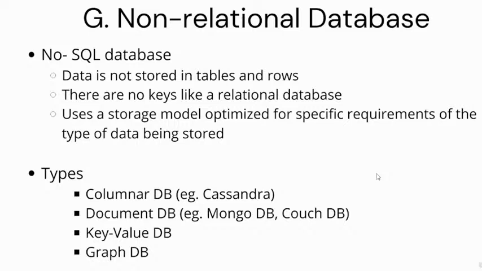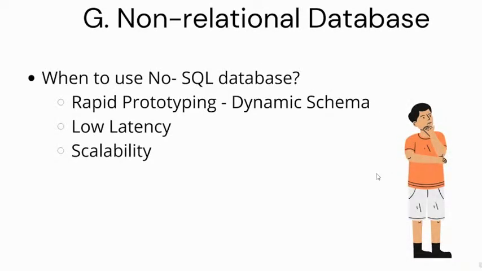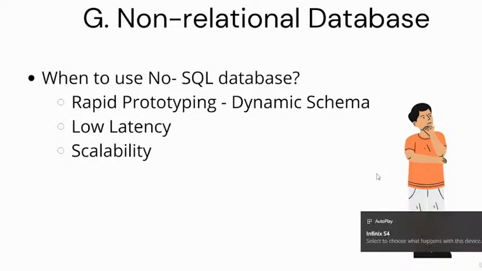Now, let's take a look at the next slide. So, you must be wondering when to use a non-relational database. The answer is, if you're planning to do rapid prototyping where you do not have a fixed schema or attributes. Let's say you're trying to build an app for a school or a university, and you're not sure what attributes related to a student you're going to store in this database. Then, for rapid prototyping, you can use a non-relational database.